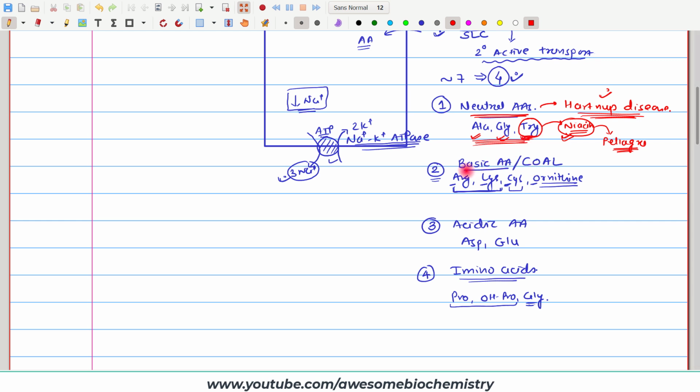Second, if basic or cationic amino acid transporters are defective, then what will happen? Then again all these amino acids from the intestine will not be absorbed, and second, through the kidney all these amino acids will be lost. Now, here also generally we do not have any problem, but loss of cysteine in the urine creates a problem. It leads to cystinuria.